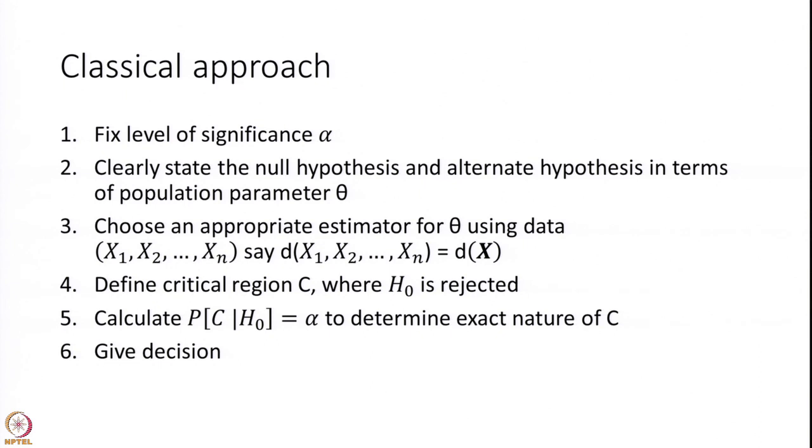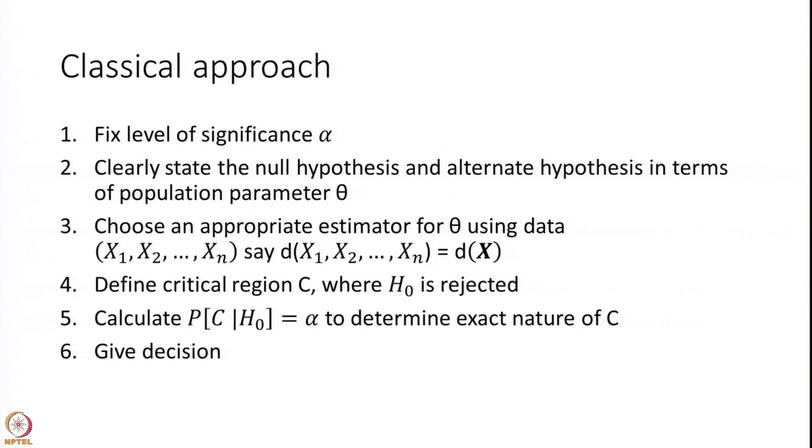Then we choose an appropriate estimator for theta. We call it, say, d(x), and then we define a critical region C using d(x) where H naught, or the null hypothesis, can be rejected. Then we calculate the error probability that the data falls in the critical region when actually the null hypothesis is true, and we fix it to a level alpha. This way we find out the exact nature of critical region C.